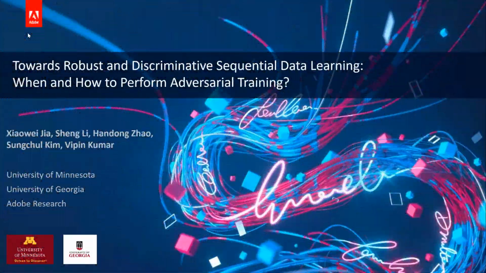Hello everyone, we are glad to have this work accepted at KDD 2019. The title of this paper is Towards Robust and Discriminative Sequential Data Learning, When and How to Perform Adversarial Training.